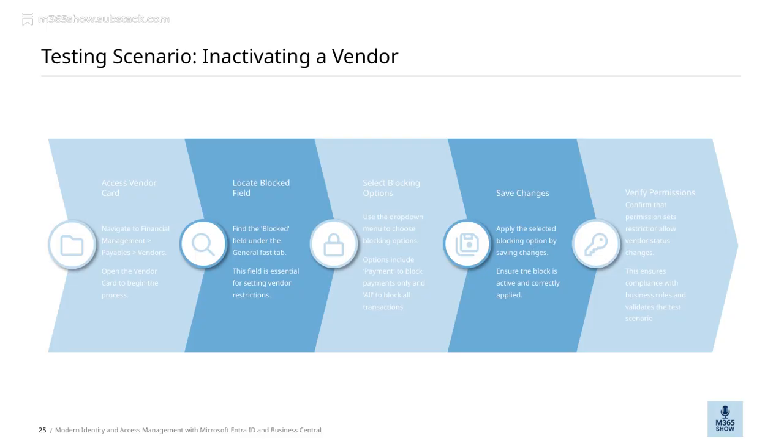Finally, to access the vendor we want to work with, navigate to Financial Management, then Payables, and choose Vendors. Open the vendor card, and from there, you can set or review the blocking options. This step completes the process, allowing us to see how the restrictions are applied and ensure everything works as intended.